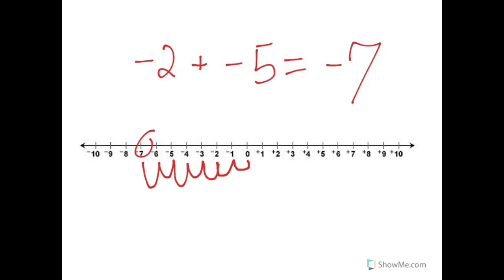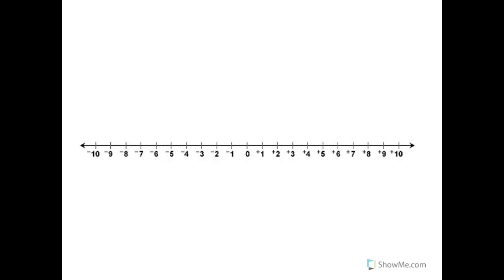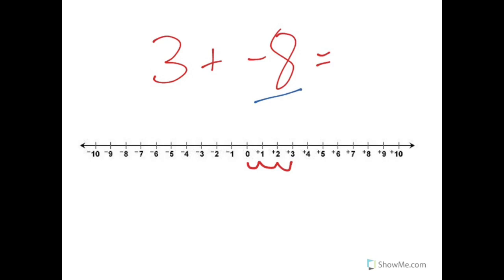Give you one more quick example here. Let's say I wanted to do 3 plus negative 8. Where would that land us? 1, 2, 3 is where I'm going to start off. But now I need to go negative 8, and need to go to the left 8 spots. 1, 2, 3, 4, 5, 6, 7, 8. I end up with negative 5. Pretty easy, and we'll do some examples of that together.